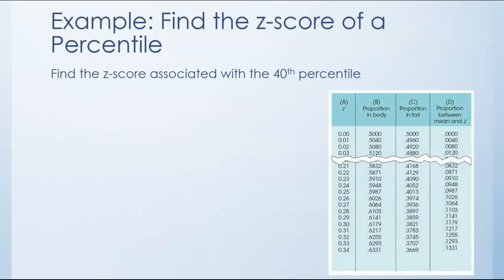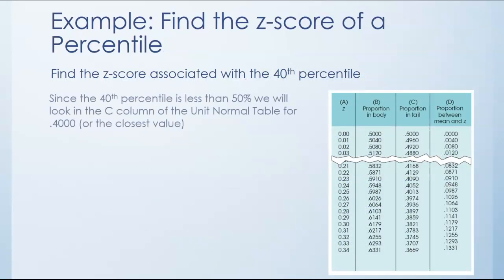All right, so here's an example. We want to find the z-score associated with the 40th percentile. Since the 40th percentile is less than 50, we're going to be looking in column C of our unit normal table, and we're going to try to find the value closest to 0.4000. Just think about making the 40th percentile a decimal, so you're moving the decimal forward 2 spots. The only reason we added the extra zeros is because our chart is always in 4 decimals, so it just makes it easier to add those extra zeros onto the end.